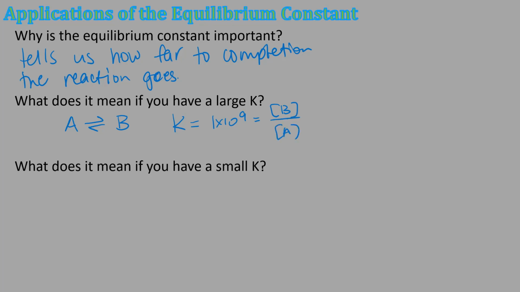Well, that means that I've got tons and tons of B, and very, very little A. And so that would mean that this reaction is product favored, which means it makes lots of product. So no matter what you put into the reaction vessel at the beginning, if you put reactant in it, most of that reactant is going to convert over to product. If you put product in it, most of it's not going to react because it's very much product favored. So it produces lots of product.